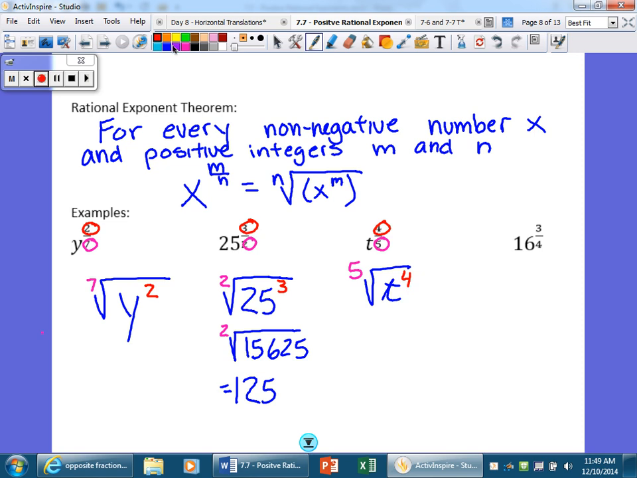My next one, I have 16, so it's the root of 16. The denominator is 4, so that's what goes out here. My numerator is 3, so that's what goes over here. If I solve that out, 16 to the third power is 4,096. But I still have to take the fourth root of it, and remember that's how you use the calculator, and that equals 8.